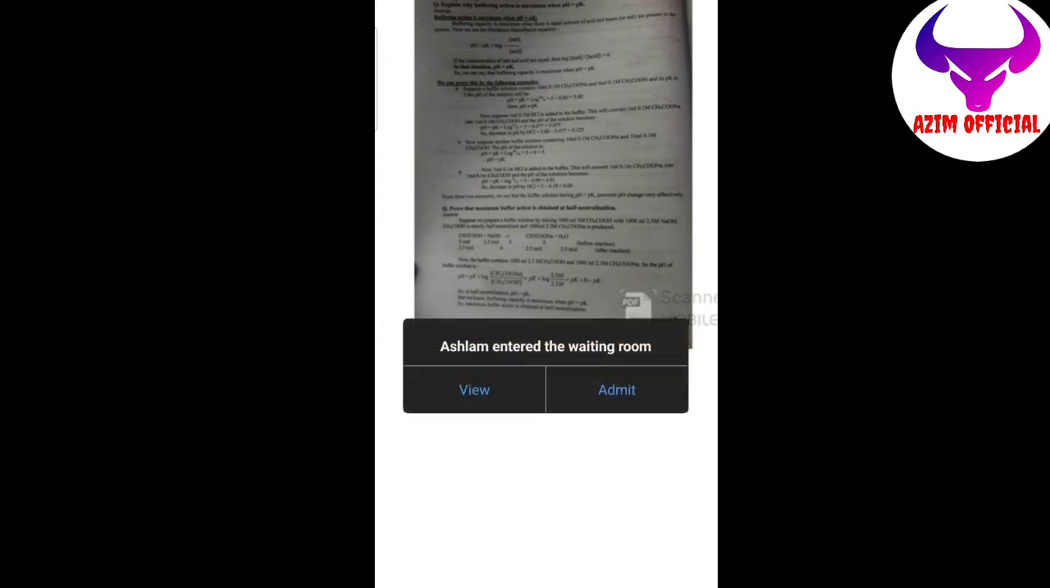Now suppose we need to make it a maximum capacity buffer. So 1 ml of 0.1 mole hydrochloric acid is added to the buffer. This will convert 1 ml of 0.1 mole salt into 1 ml of 0.1 mole acid, and the pH of the solution becomes pH equal to pK plus log 15 by 5, that is 5 plus 0.477 equal to 5.477. So the decrease in the pH by HCl is 0.123.